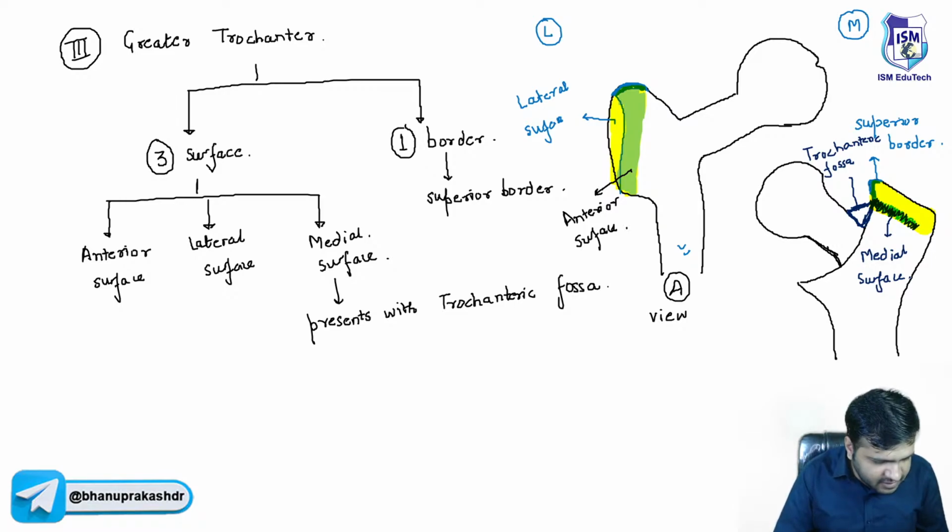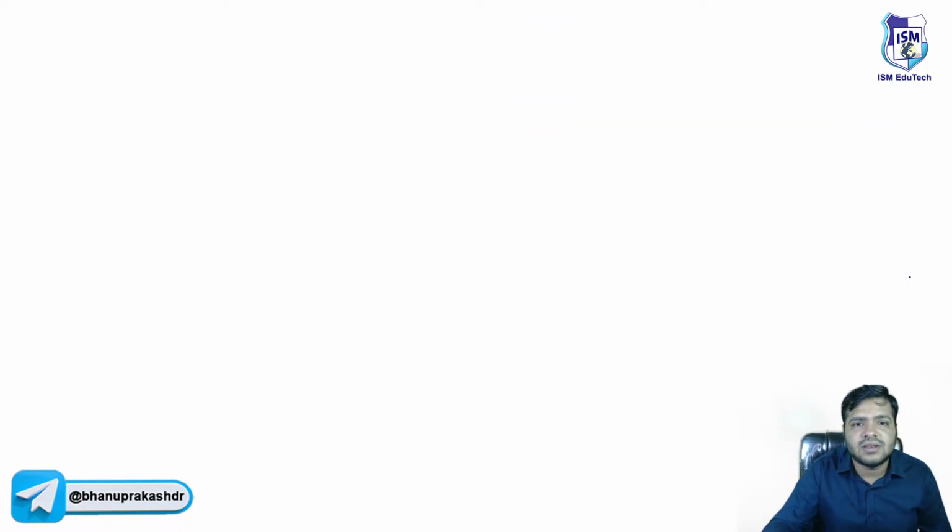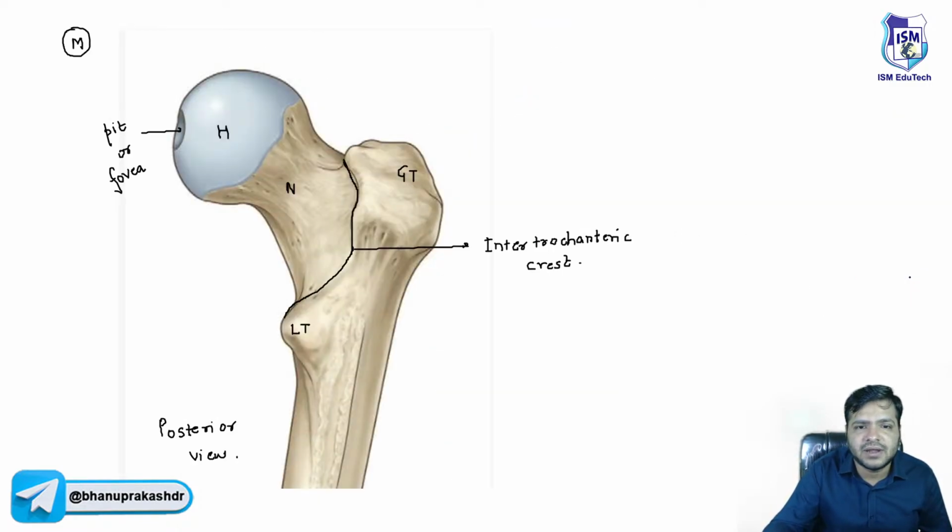I hope all the surface and border is clear to each and everyone. Beta, just give me a thumbs up in the chat box if it is clear to each one of you. I will show it to you in the diagram as well.